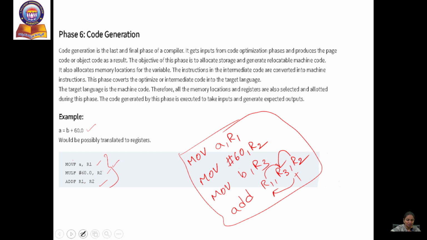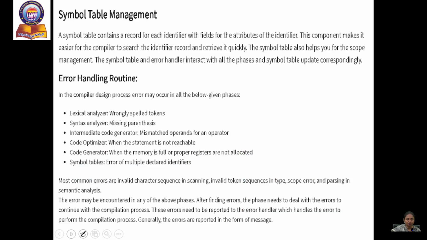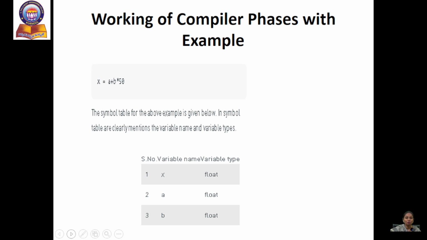So let's see one example so that we can understand how each and every phase does its functionality to convert the high level language program into the low level language. I have taken one example, x is equal to a plus b into 50. The symbol table for the above example is given below. The symbol table clearly mentions the variable names and the variable types.